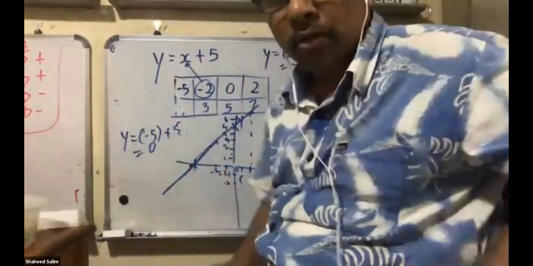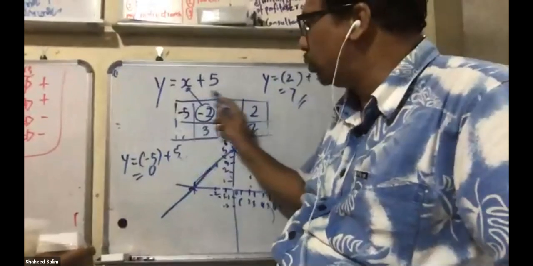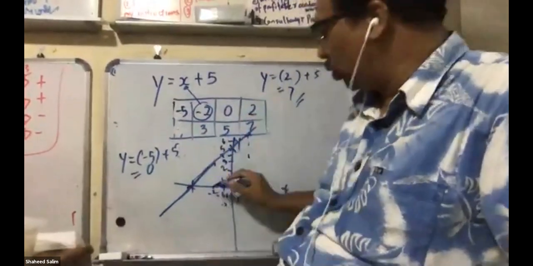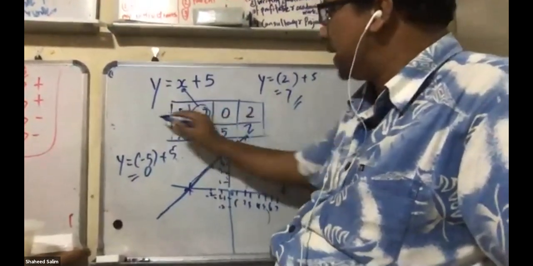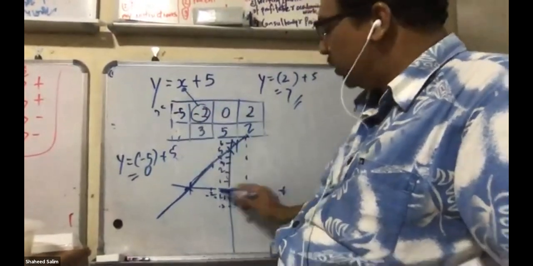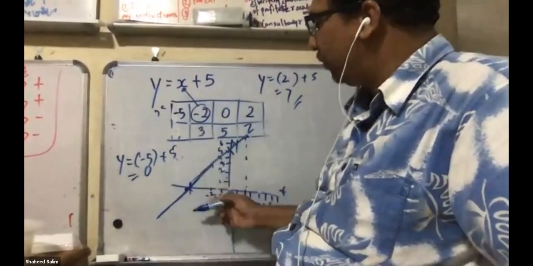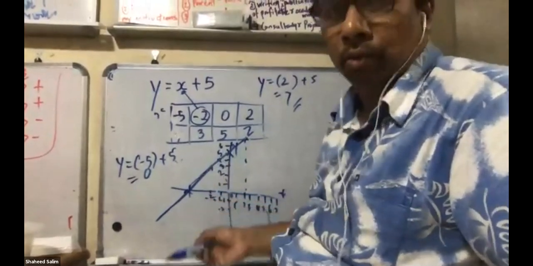Do you get it? In order to do this, you must know how to do the table, number 1. Number 2, you must know how to plot. If they, let's say downstairs, say x is minus 5, you go to minus 5, y is 5, you got to shoot. You know what I mean?